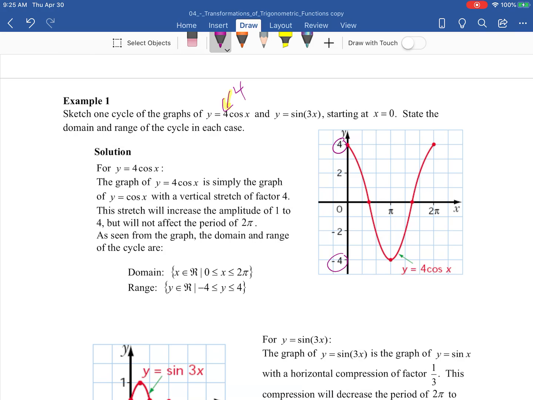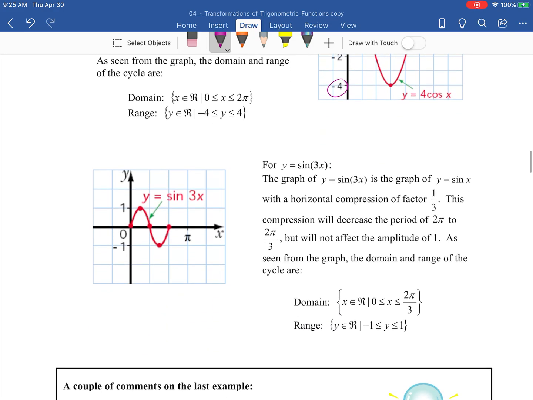Now the domain and range of the cycle that we did there, that cycle went from 0 to 2 pi. Notice they said the domain and range of the cycle. What they mean is one loop of this thing, what you see in red there. Sometimes they might ask for the domain and range of a cycle or maybe the whole function. But for one cycle, the domain goes from 0 to 2 pi and the range goes from -4 to 4. Notice the period was unaffected by having a vertical stretch factor.